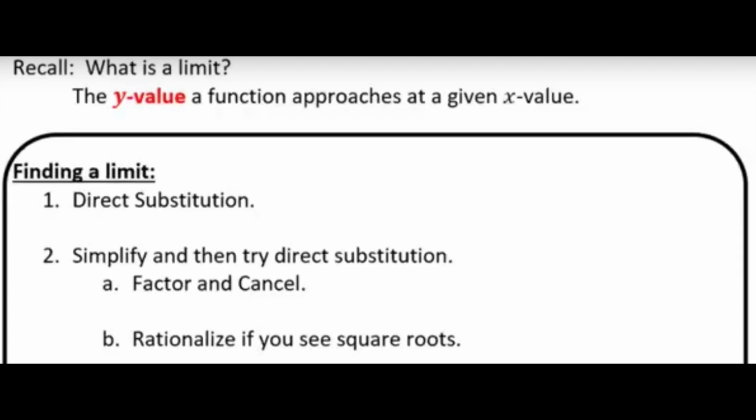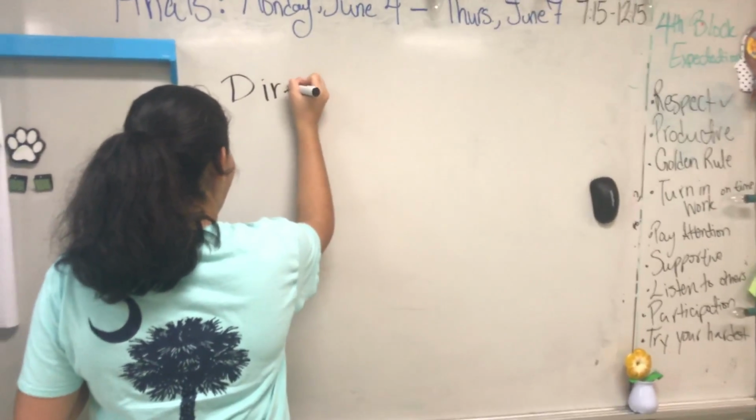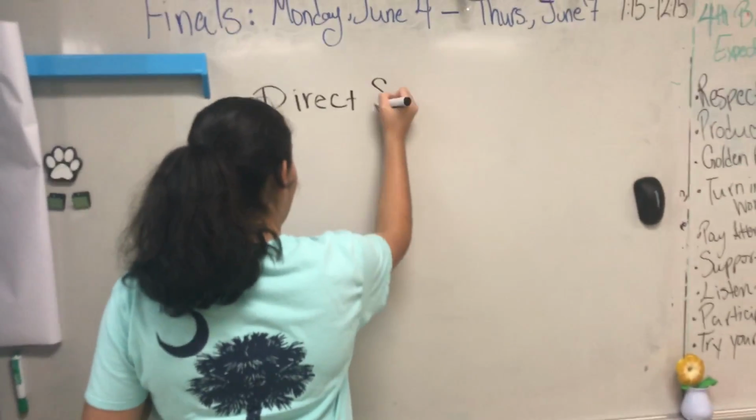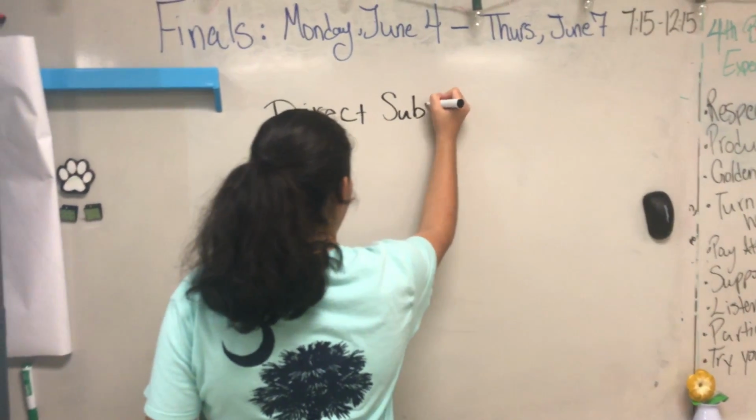Finding the limit. You can use direct substitution, or simplify and try direct substitution by factoring and canceling. Now we will work on a direct substitution problem.